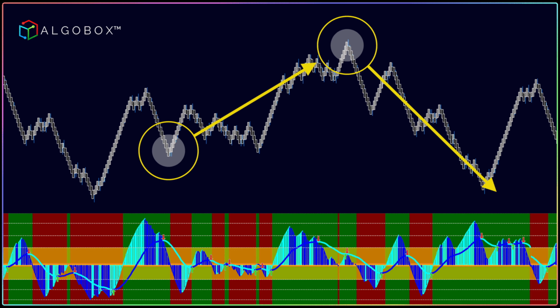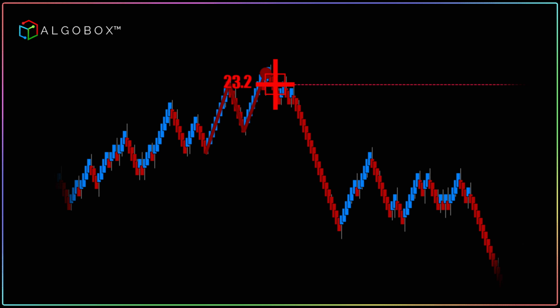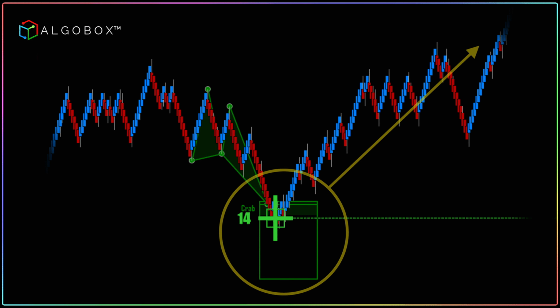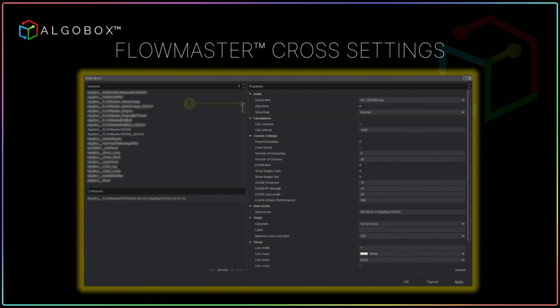Take your strategies further by combining Flowmaster Crosses with AlgoBox tools like harmonic patterns and Fibeli dots. These combinations create powerful strategies, including PRZ Crosses, Headshots, and Moonshots. Fully customize the Flowmaster Cross and Bubble to fit your trading style.